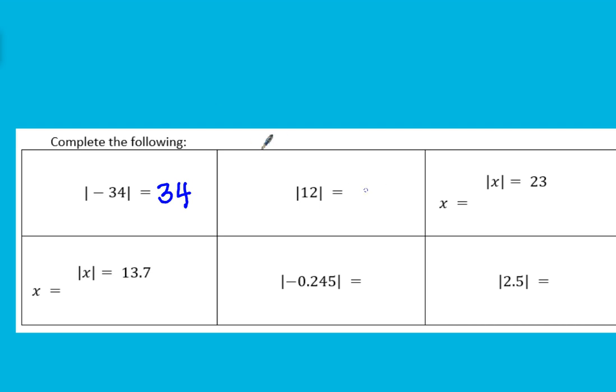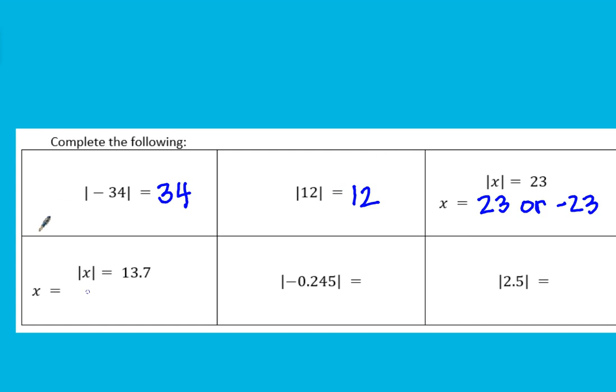Now that you've tried them on your own, let's talk about what the answers are. In our next example, we had the absolute value of 12. 12 would be 12 units away from 0, so the answer there is 12. This next one was a little bit different. You had to figure out what could go inside of the absolute value bars that would equal 23. Well, the number 23 would be 23 units from 0, but so would the number -23. So either of these answers could work for x in this equation.